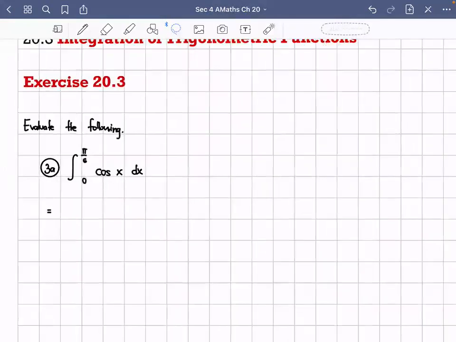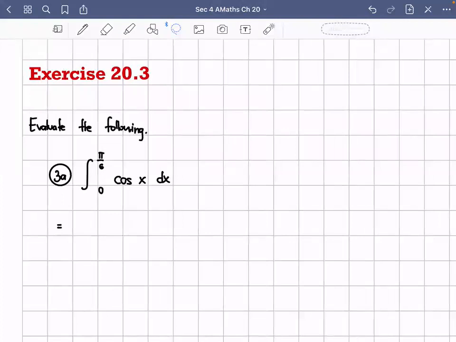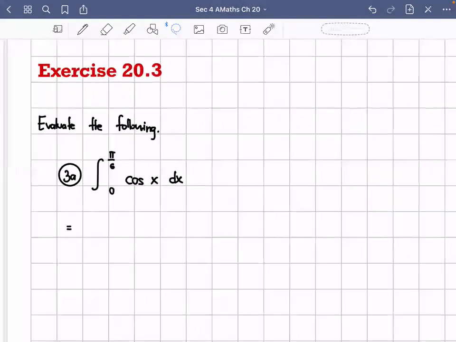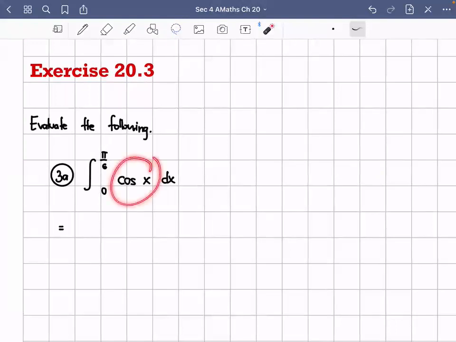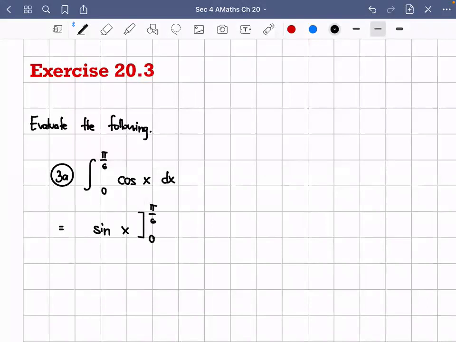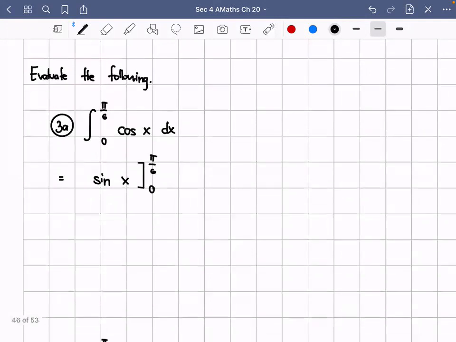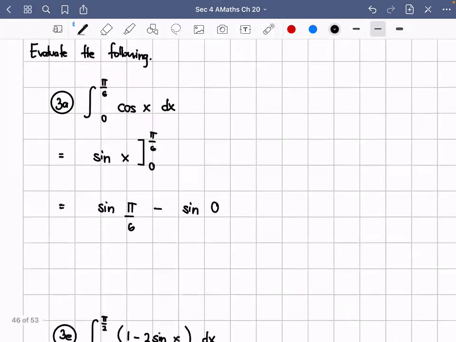Okay, so how do we answer this? Again, we have definite integrals, right? So first things first, you need to get the antiderivative of cosine of x. That's basically sine x, right? And then find for the lower and upper limit. So now this becomes sine of the upper limit, pi over 6, minus sine of 0, being the lower limit. So what's your answer here?